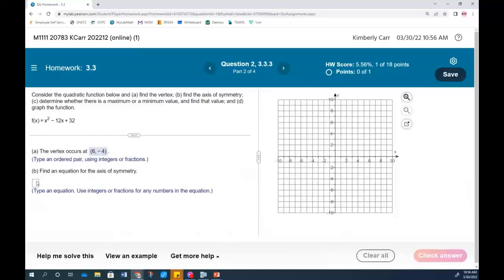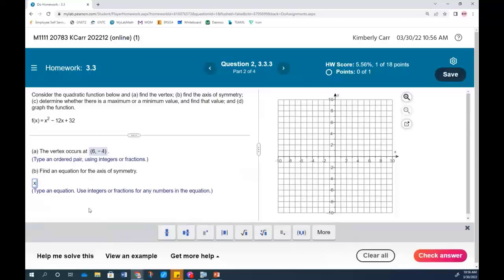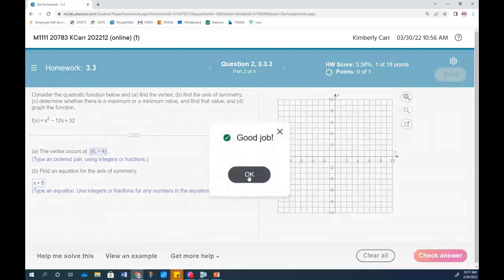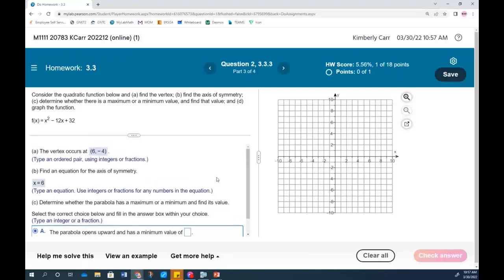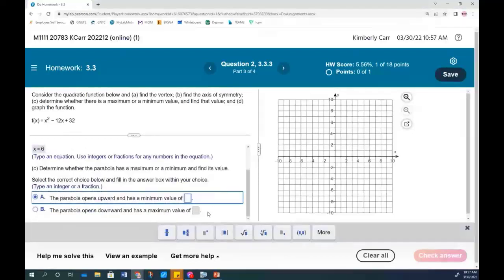Okay, find the equation for the axis of symmetry. It has to be an equation. It's always x equals, and then you use the same number you used for the x of the vertex. Same thing. Determine if it's a maximum or minimum and find its value. Well, let's look at A. A is positive, which means this one is smiling, so it's opening upward. If it opens upward, it has a minimum value. The minimum value is the y value of that vertex, so it is negative 4.